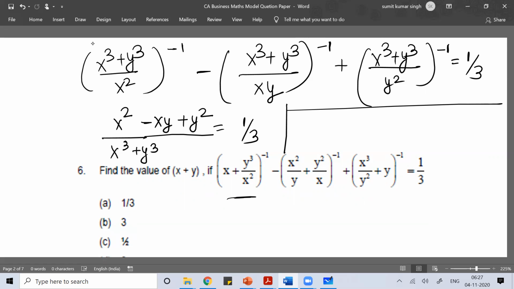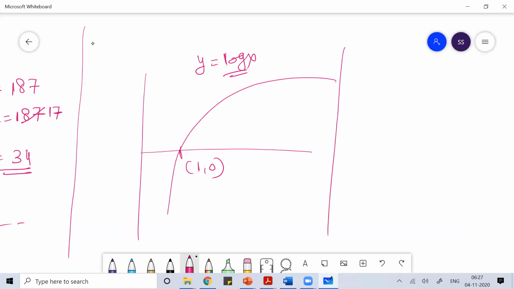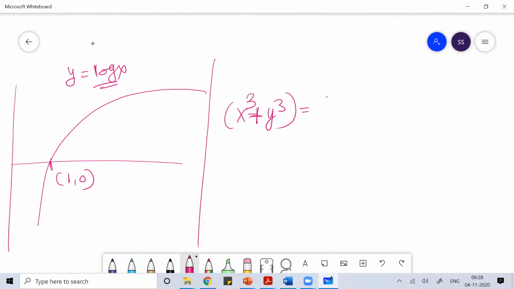If you notice, everyone, I believe you are aware of the expansion of x cube plus y cube. If I ask you the expansion of x cube plus y cube, you will get x plus y into x square minus xy plus y square.